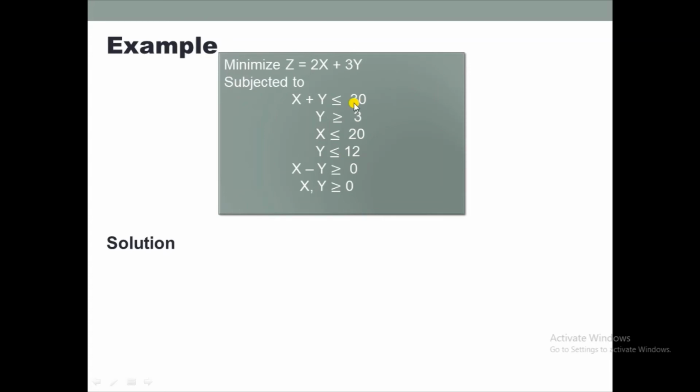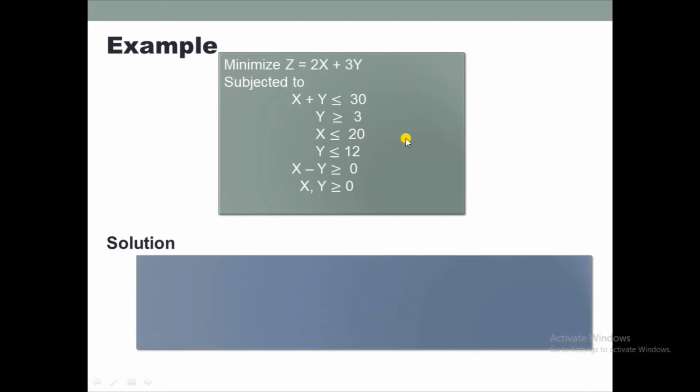The first step, once we get the mathematical problem, is to consider each constraint one by one, equate the variables with zero, and get the coordinates for x and y. Where there is no x, get the coordinate for y. Where there is no y, get the coordinate for x.